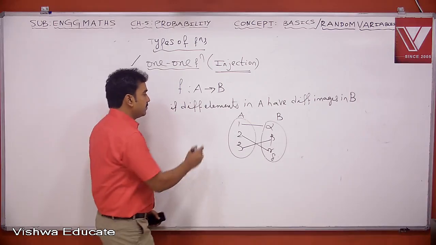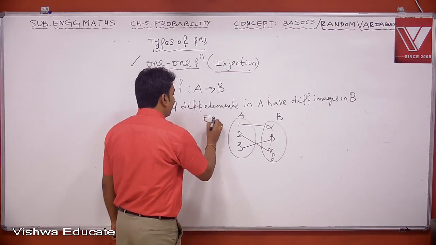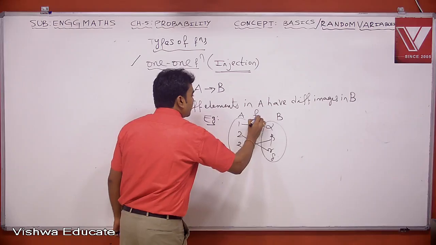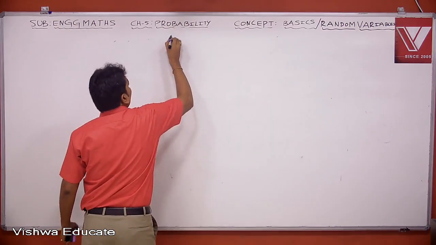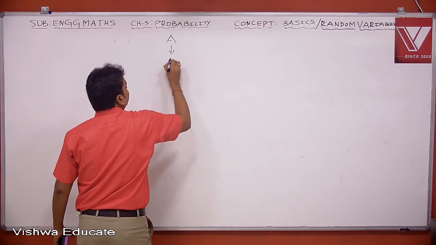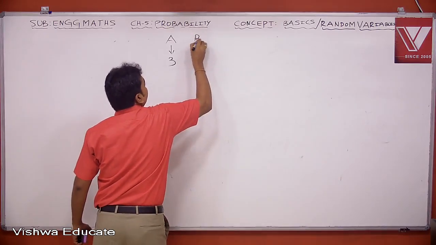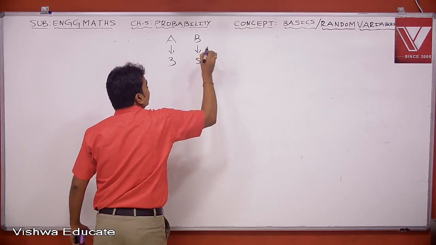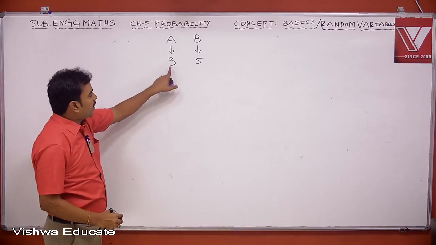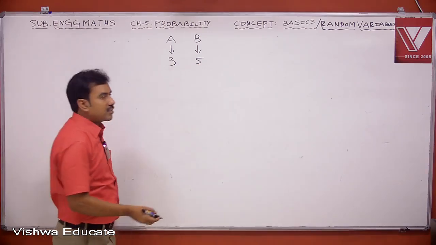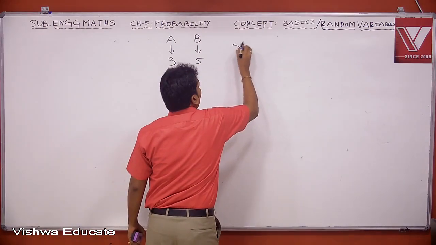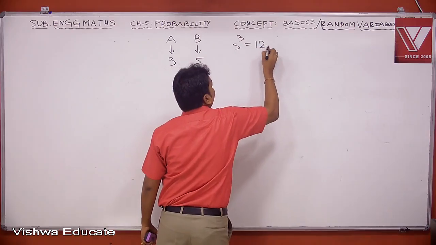This is an example. This is mapping. Write this example. Suppose A is having 3 elements and B is having 5 elements. In the first set we have 3 elements, in the second set we have 5 elements. How many total functions can I define? Total number of functions is 5 cube, this is 125.